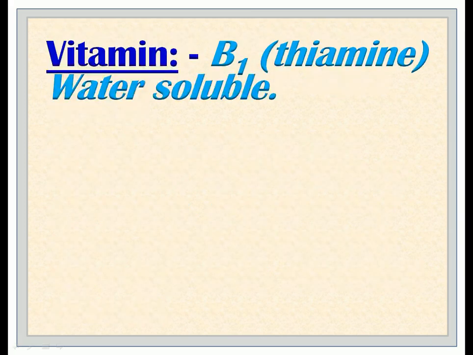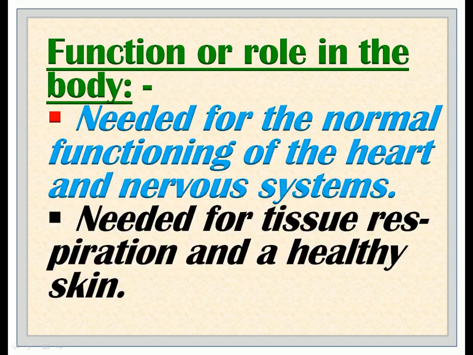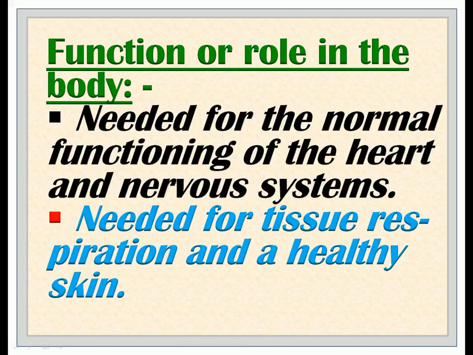Vitamin B1, thiamine. Water-soluble. Sources: yeast, sorghum, palm wine, unpolished cereals, brown rice, cowpeas, beans and liver. Functional role in the body: needed for the normal functioning of the heart and nervous systems. Needed for tissue respiration and a healthy skin.